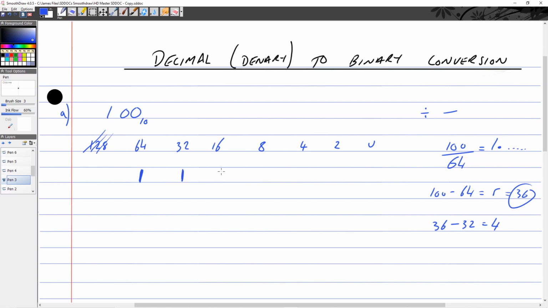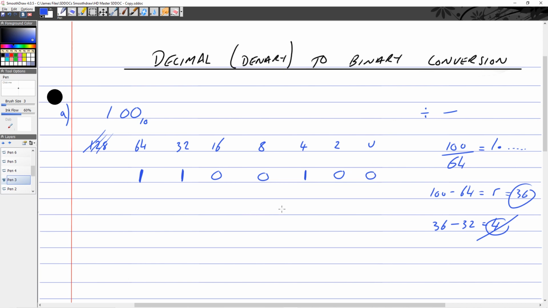And how do we represent 4? Well, we can't put a 1 in the 16s column because we only have 4 left as a remainder. So we put a 1 in the 4s column, and now we've completely finished. And put zeros in every other column down to the units, otherwise the number will look smaller.